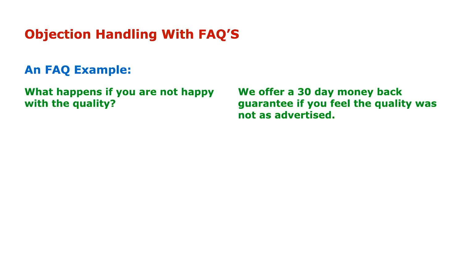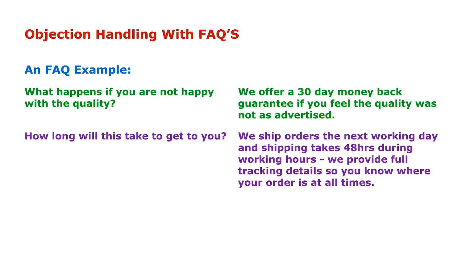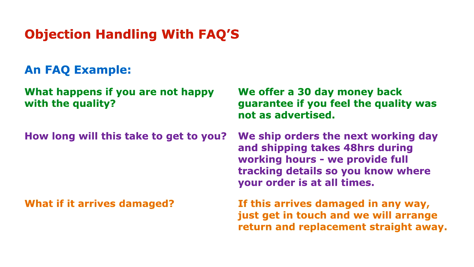How long will this take to get to you? So sometimes people are like, oh, I want it, but I want it quick. So we'll handle that objection. We say, we ship orders the next working day and shipping takes 48 hours during working hours. We provide full tracking details so you know where your order is at all times. So again, we're handling that objection by using a frequently asked question. So what if it arrives damaged? If this arrives damaged in any way, just get in touch and we will arrange return and replacement straight away.